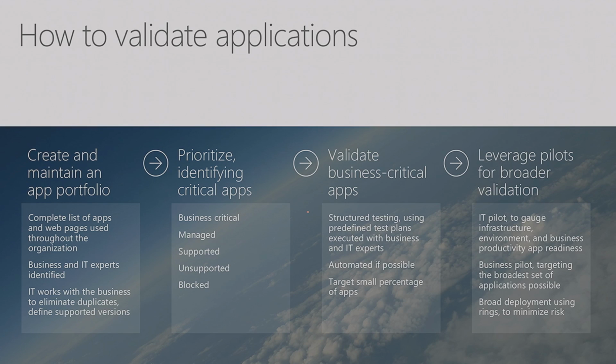So the validation process we hope most organizations will go through is to maintain an application portfolio. You need a list to start with of all the supported applications and websites inside your organization. Hopefully you already have that. Once you have that, you can then prioritize that by criticality.